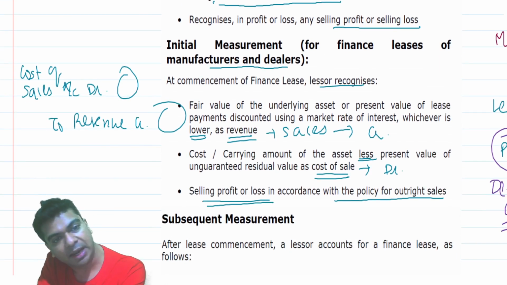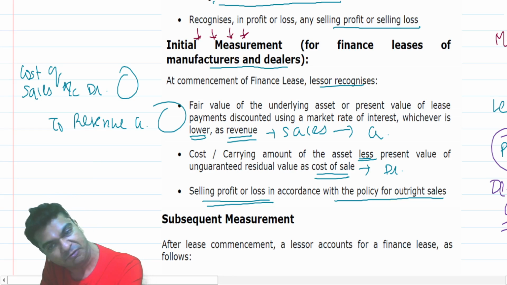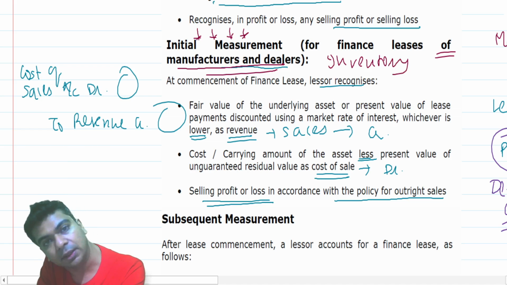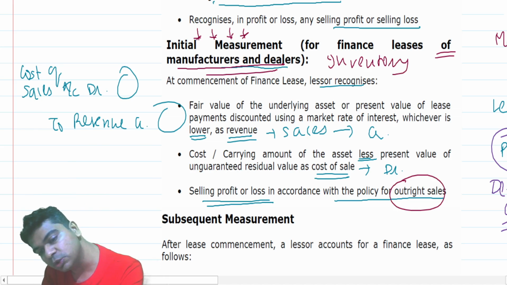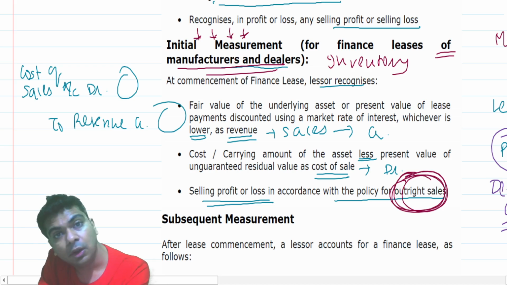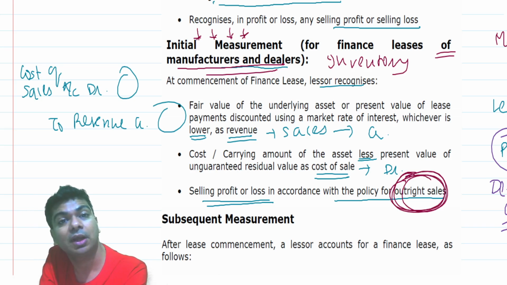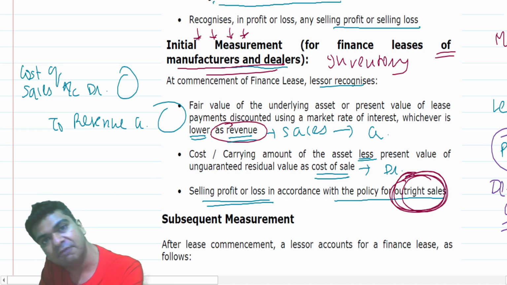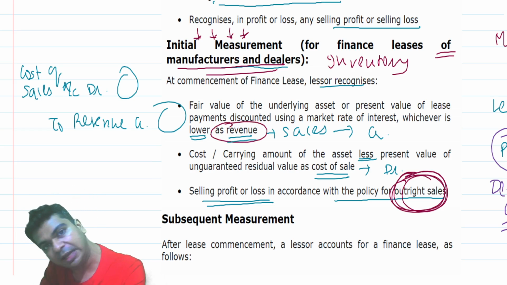Now see this point, it will make a lot of sense now. Initial measurement for finance lease of manufacturer or dealer. This time it is for an item of inventory. If it is an item of inventory, consider that as a sale. They are themselves using the words outright sales. Consider this as a sale transaction. If it is a sale transaction, you will have to recognize revenue. So that's the very first point, recognize as revenue: fair value of the asset or present value of the lease payments, whichever is lower, that will become the revenue.